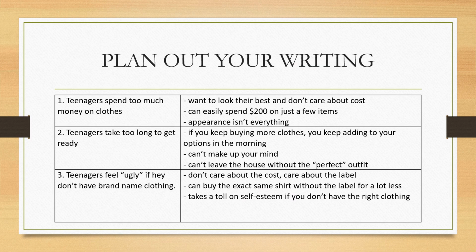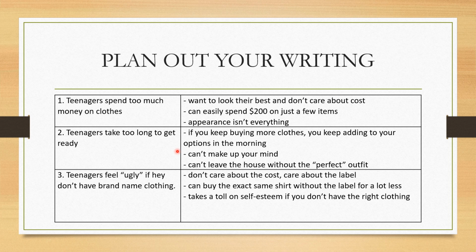So I've now read the prompt, I've done some brainstorming, and I've chosen my 3 different ideas that I'm going to be expanding on. So you can see number 1, number 2, and number 3. What I'm doing with each one of these points is I'm now going to plan out what I'm going to be writing about. So for teenagers spend too much money on clothes, some points that I can expand on, I have want to look their best and don't care about cost, can easily spend $200 on just a few items, and appearance isn't everything.